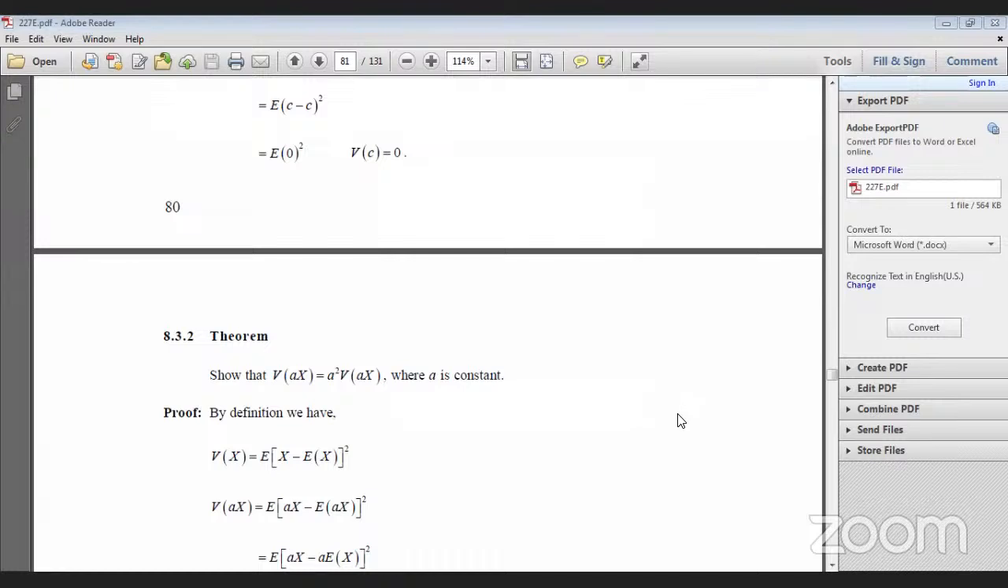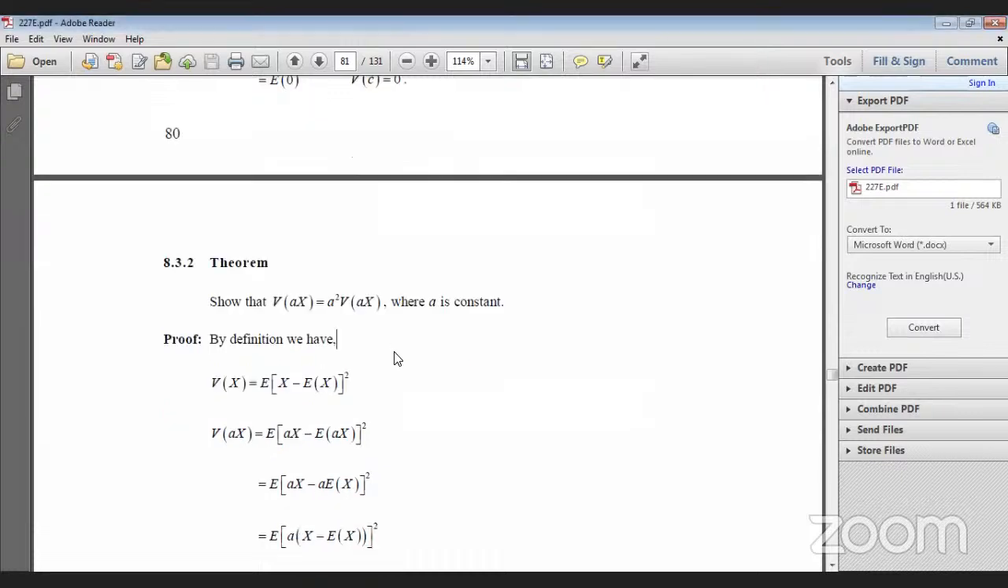So that V of x, a square of V of x, where a is a constant here. We are taking V of x as E of x minus E of x whole square. So in place of x, I'm taking the constant a, E of ax minus E of ax whole square. So here I'm taking a as the common factor between ax and Ex, and then x minus Ex whole square.